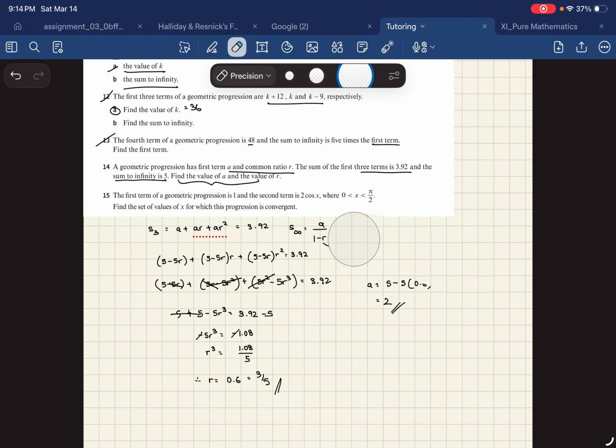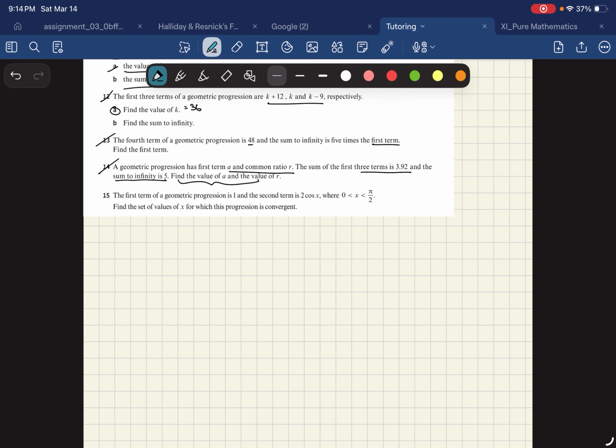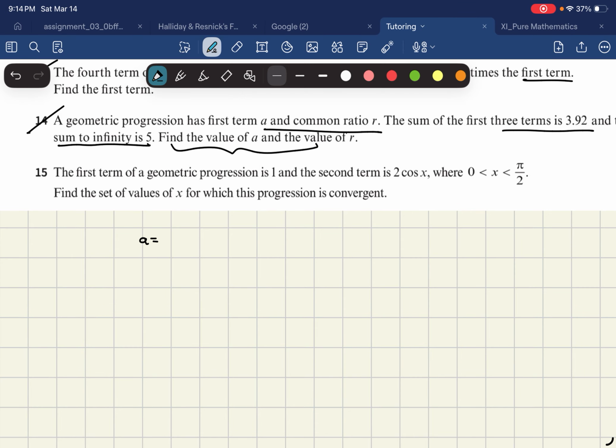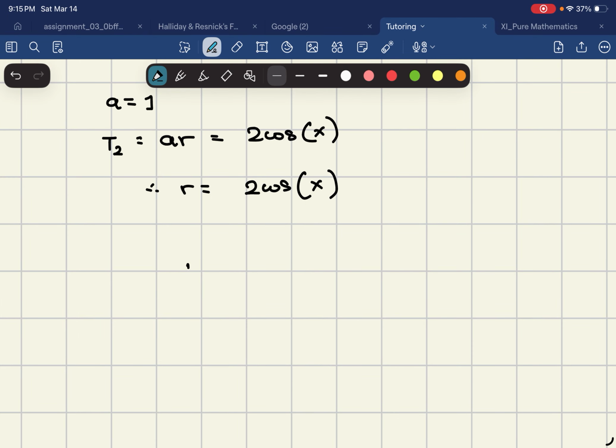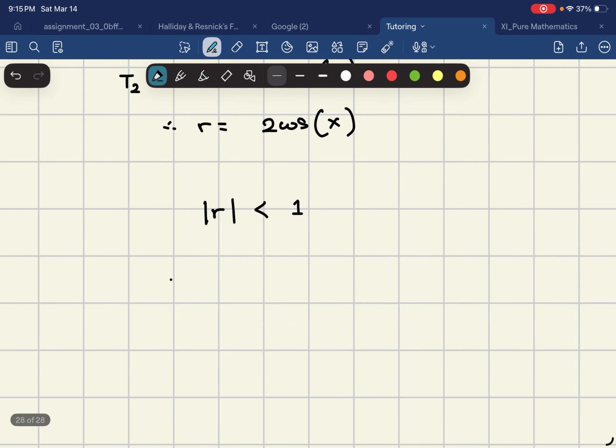All right, so question 15. The first term of a geometric progression, a, is equal to 1, and the second term is 2 cosine x. So you know that t2, which is equal to ar, is equal to 2 cosine x, and we know the value of a. A is just 1. So therefore, r is equal to 2 cosine x. And find the set of values of x for which this progression is convergent. So the condition for convergence is that the modulus of r is less than 1, right? Or another way of writing this is just negative 1 is smaller than r, which is smaller than 1. So that is our condition.